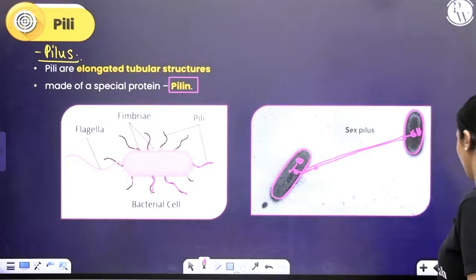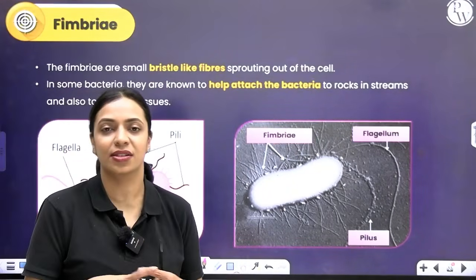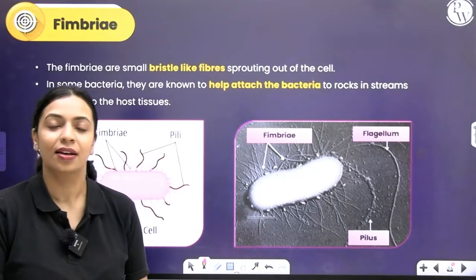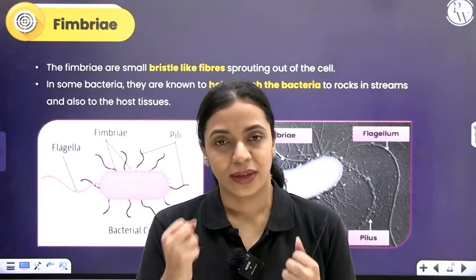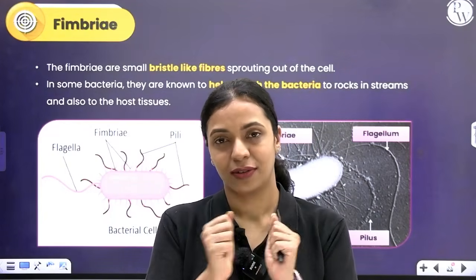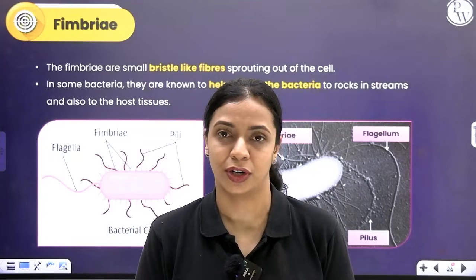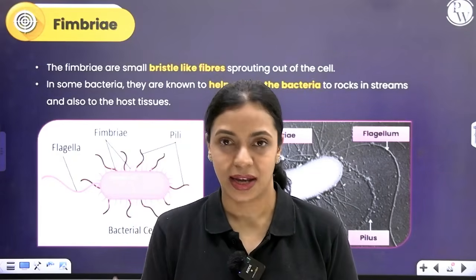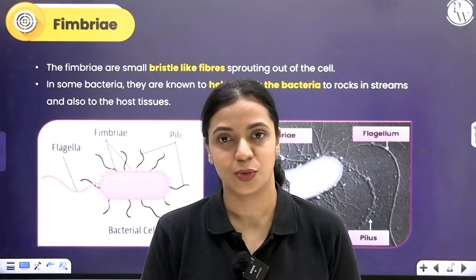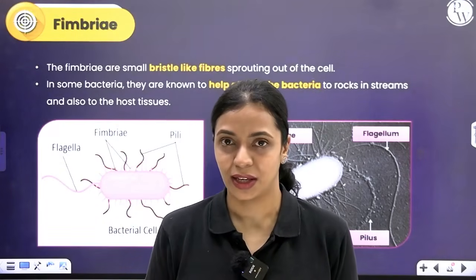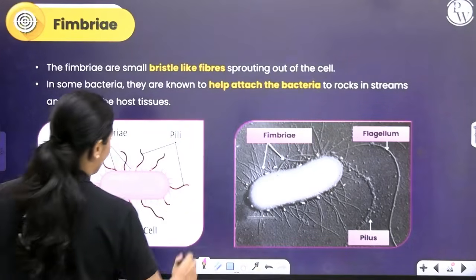Okay. Next we have something called fimbriae. Fimbriae are very small multiple bristle-like structures that sprout from the surface of bacterial cells. You know, in bacteria, when they grow and form colonies, each bacterium is attached to another. For adhering to the other bacteria, these fimbriae play an important role. And if the bacterium is a parasite, it has to attach to the body of the host. Then with the help of fimbriae, it can attach. Or if it's growing on rocks or something slimy, it will help in attachment of bacteria.